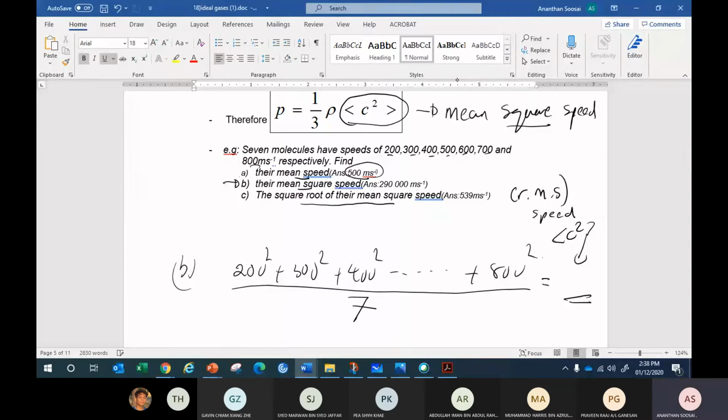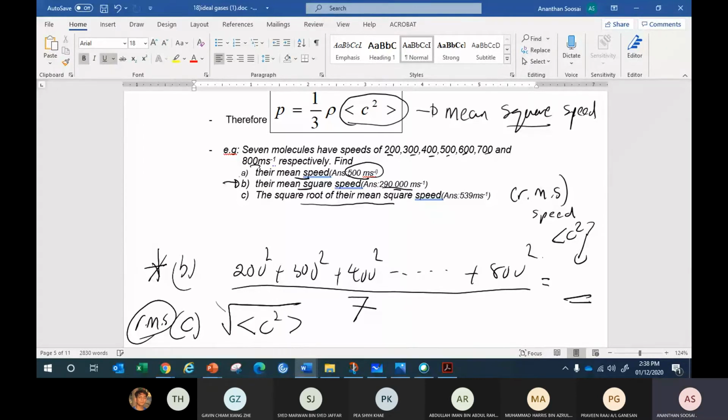So you get 290,000 meter per second. Okay, this is a very important speed. You need to know. Okay, third, root mean square speed. Root mean square speed is what? Root of the mean square speed.